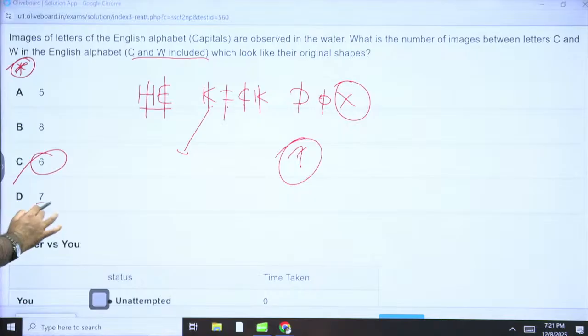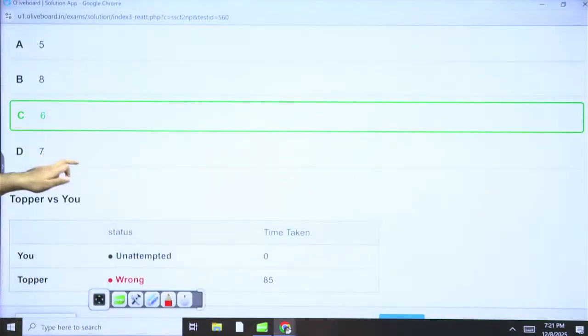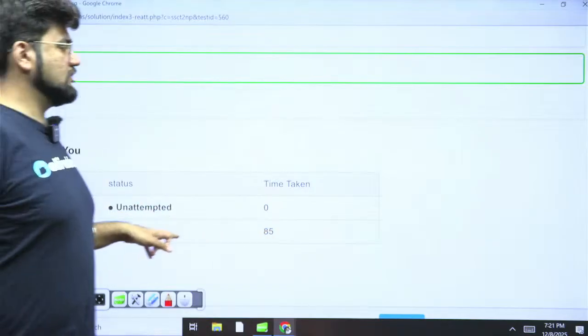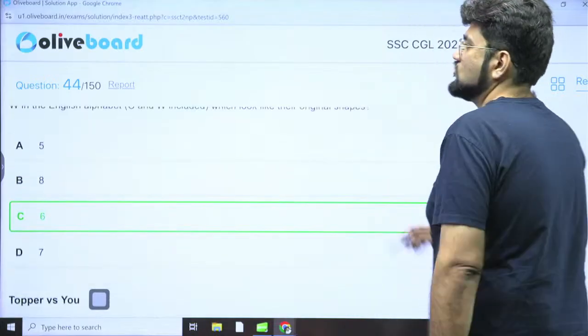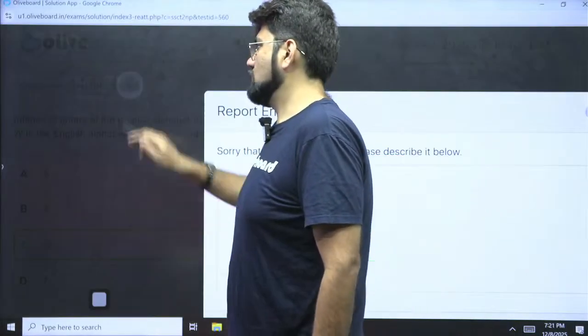Hence, I think 7 should have been the correct answer, though they have marked 6 to be the right answer. And hence, the topper, whoever it was, his answer was also incorrect, despite taking a lot of time. So this question is also erroneous, I think. So we can raise a report here.